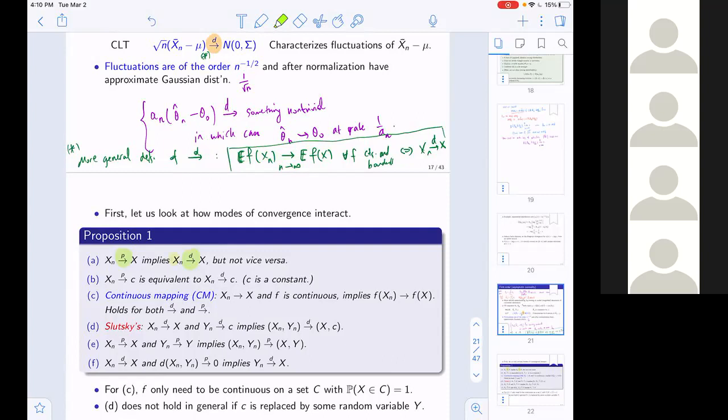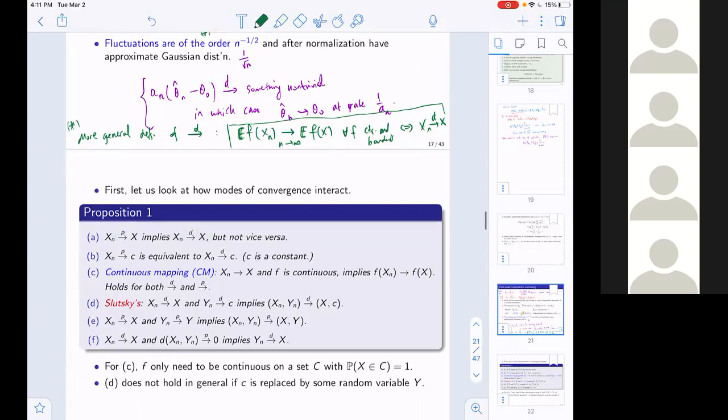So here Xn and X could be defined in different probability spaces, whereas in convergence in probability, there is an intimate relation between Xn and X. So you really are converging. They're defined on the same space. But in any case, convergence in probability implies convergence in distribution, but not vice versa.